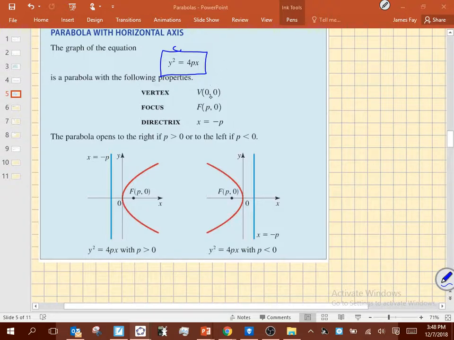In this case, we still have the same vertex at 0, 0, but now at the focus, the x's and y's change. Now it's p, 0 instead of 0, p. The directrix is a vertical line, so it's x equals the opposite of where p was. If p is positive, that's what we're seeing here, it's open to the right. If p is negative, it's going to open to the left. And so we'll see an example of that.